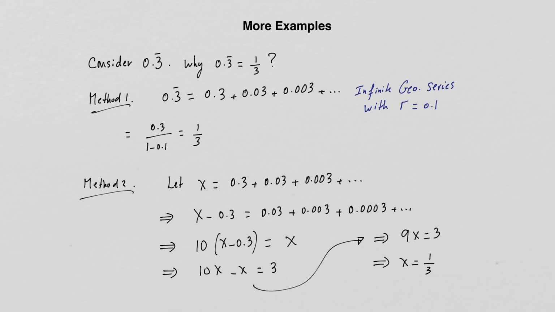First method, take this 0.3 bar and write it in this expanded version. This is a compressed version. 0.3 bar is 0.3 plus 0.03 plus 0.003 plus 0.0003 and so on and so forth. And this is an infinite geometric series. And we know that the common ratio is 1/10, right? If you multiply this by 0.1 or 1/10, you get to here, right? So we know that this number is between -1 and 1. Therefore, the series must converge.